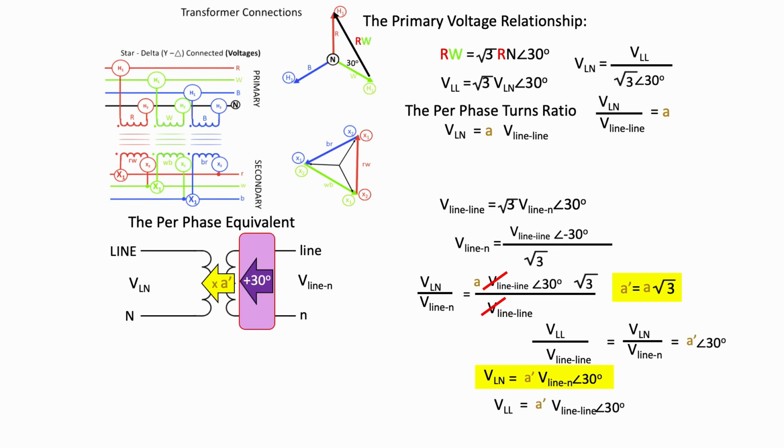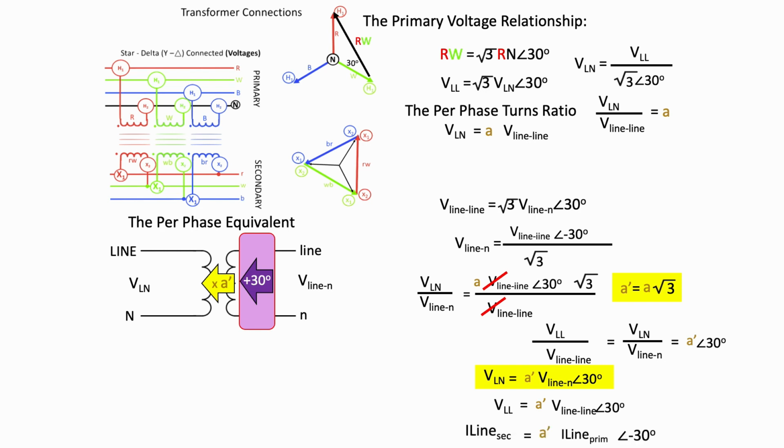One is a phase shift of 30 degrees. We'd have to add 30 degrees to it. And the second operator is the turns ratio that we'd have to operate on the line to neutral secondary voltage. So we'd have to multiply by A primed. And we have established what A primed is. It's the actual turns ratio of the transformer times the root of 3.